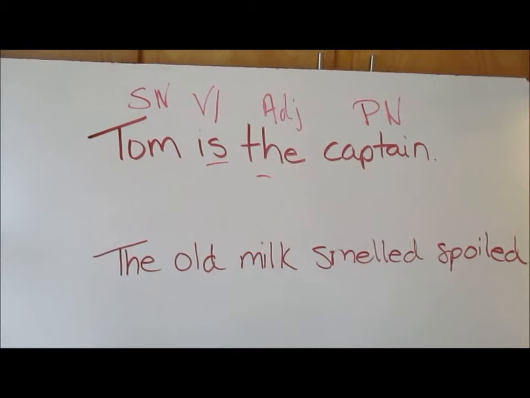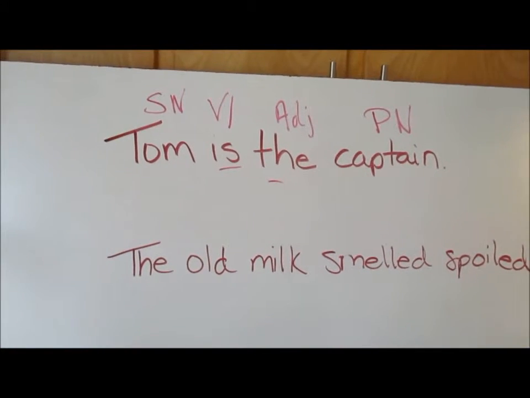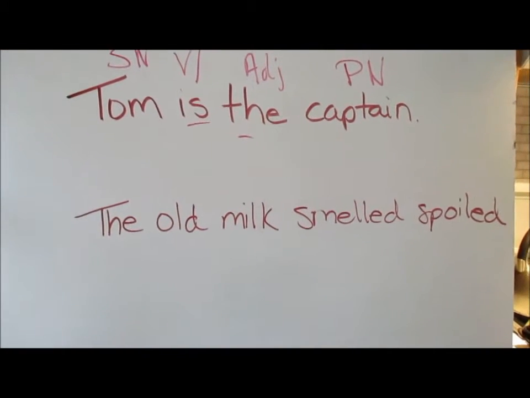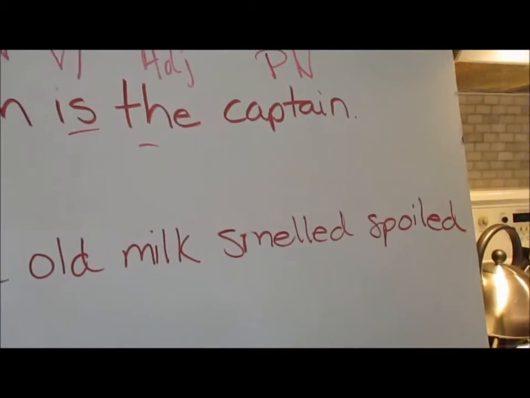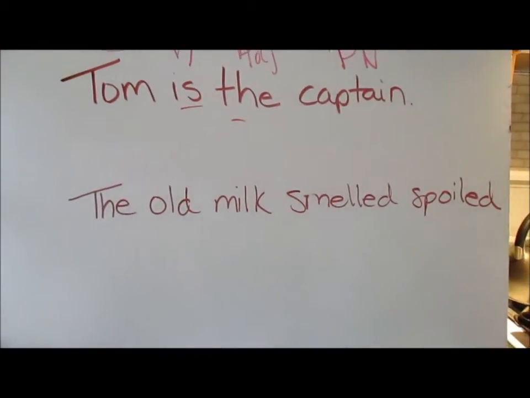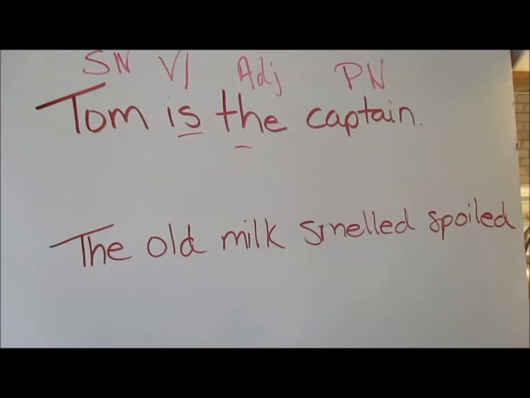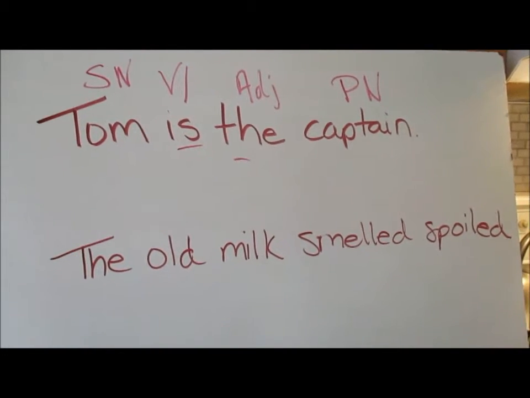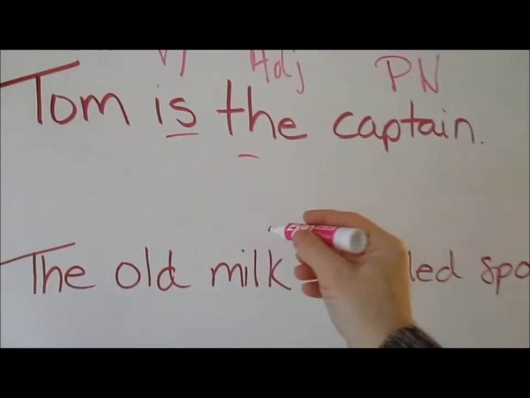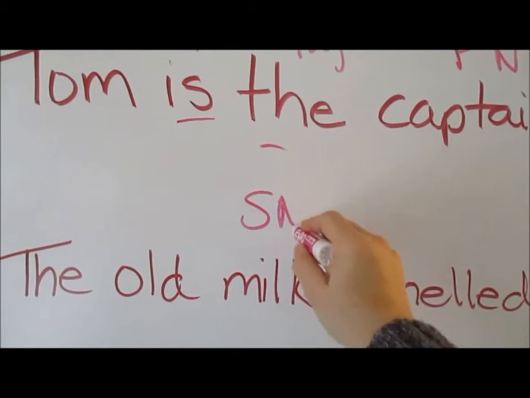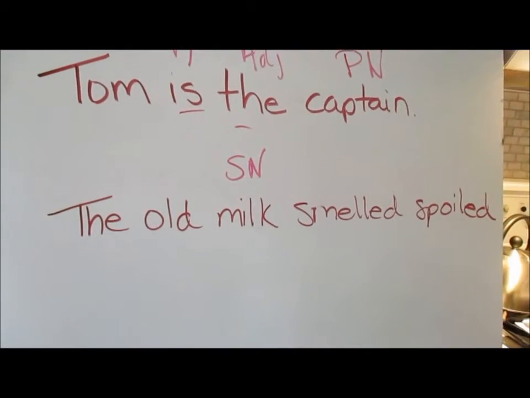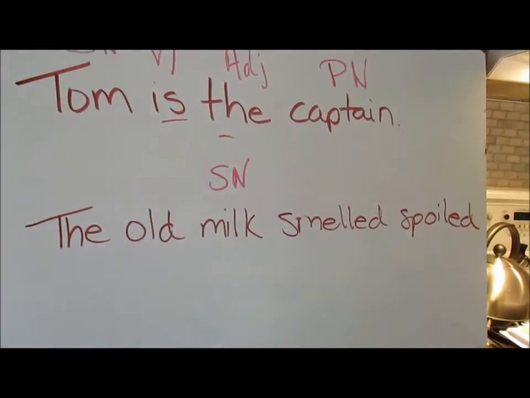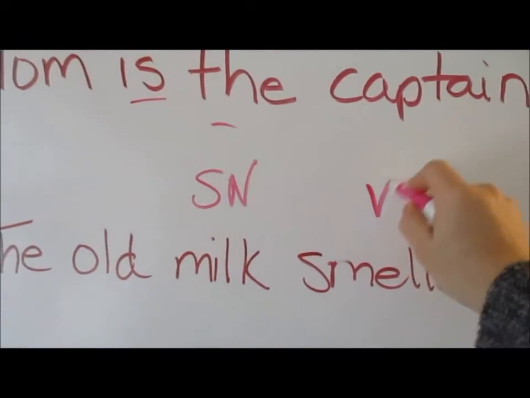So that is just a refresher on predicate nominatives. And now let's go down to the bottom. And I'm guessing that you could probably guess what this one's going to be. But let's go through it anyways. What smelled spoiled? The milk. The milk smelled spoiled. So that's our subject, and it is a noun. And let's see, what is being said about milk? It smelled stinky.